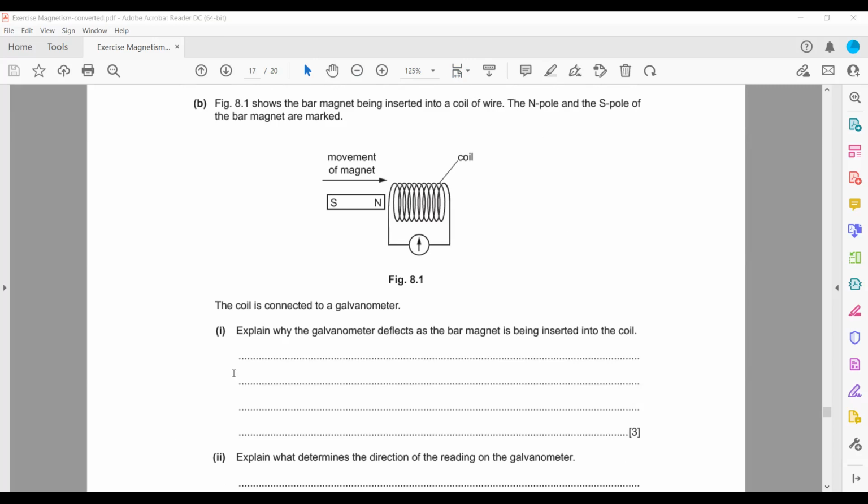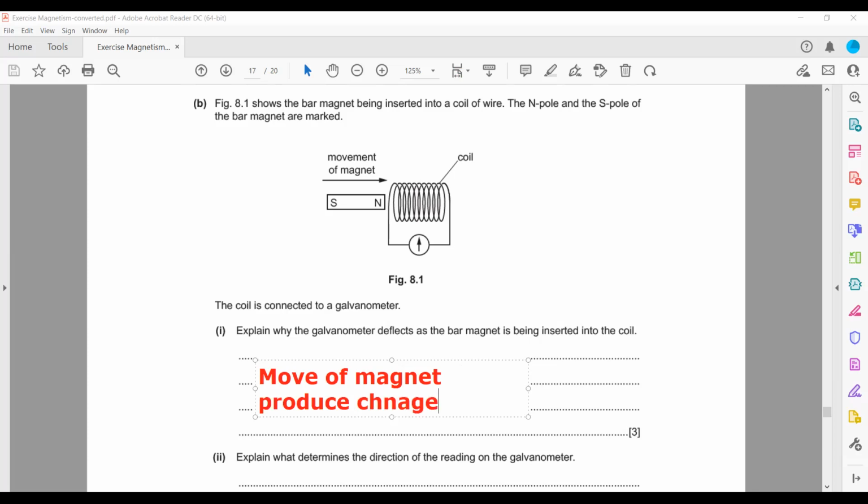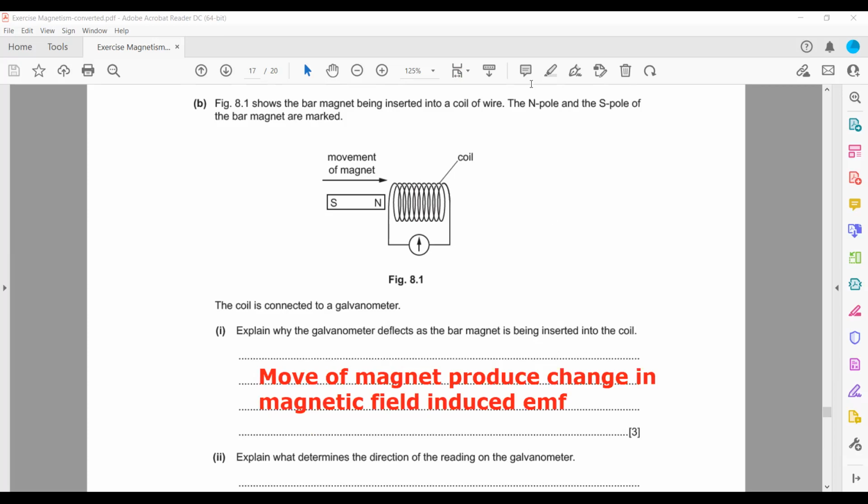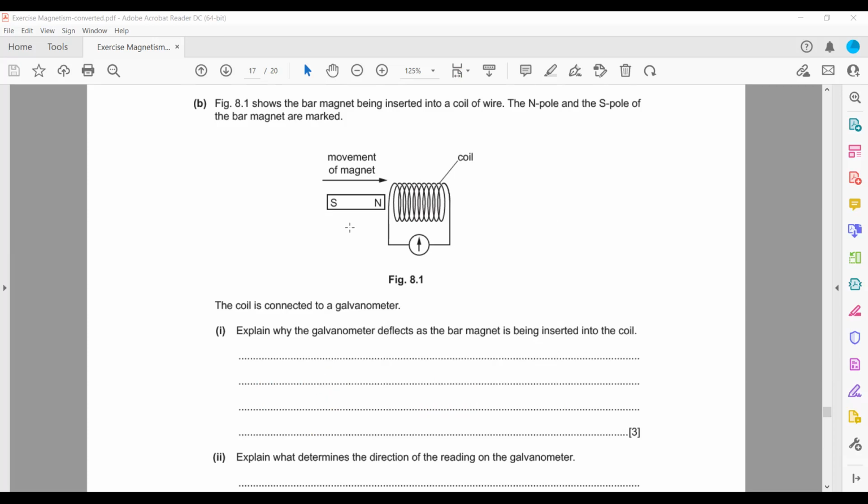So the movement of the bar magnet, when we insert this bar magnet, produces a change in the magnetic field, and that changing magnetic field will induce an EMF, which causes a deflection of the needle of the galvanometer or meter which is used here.